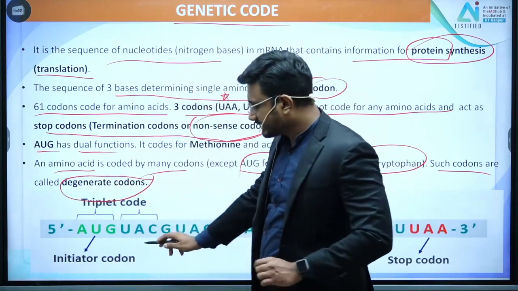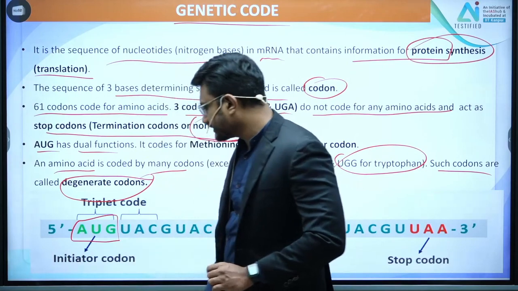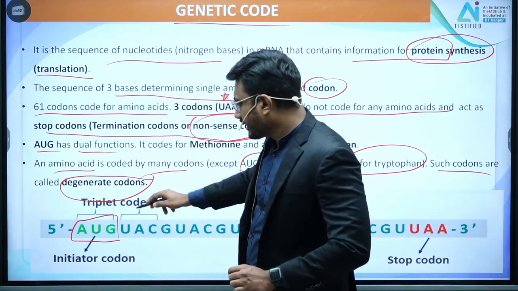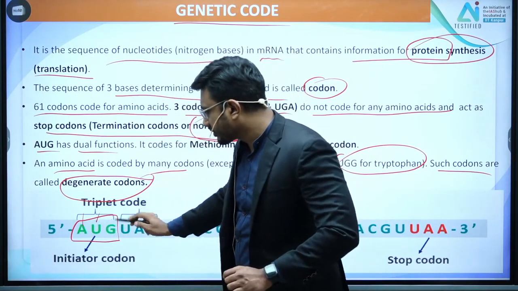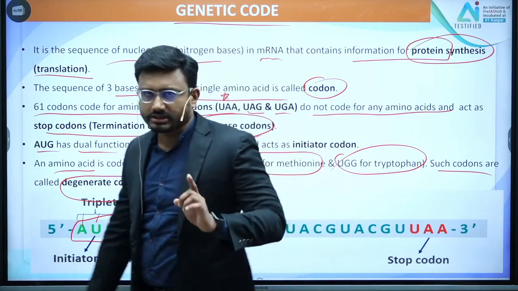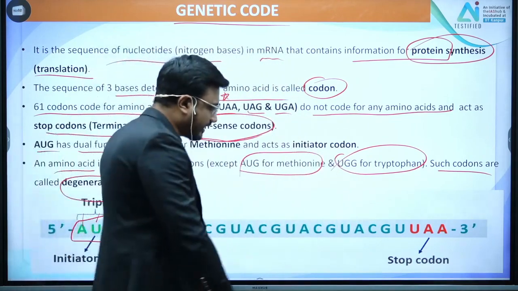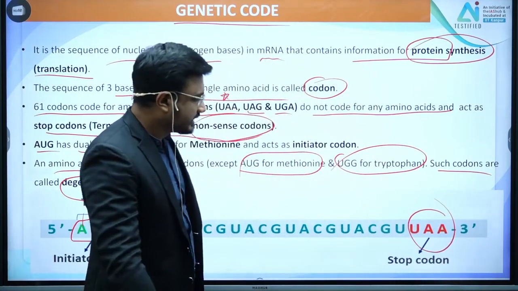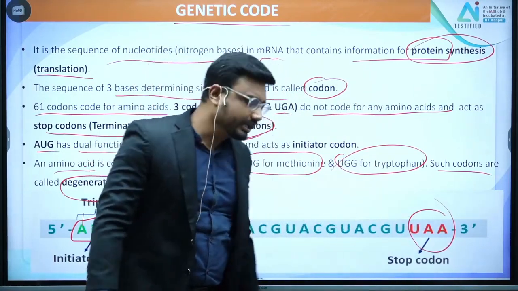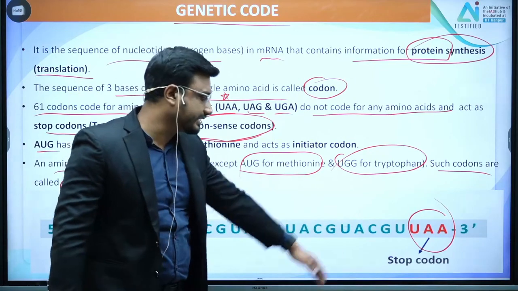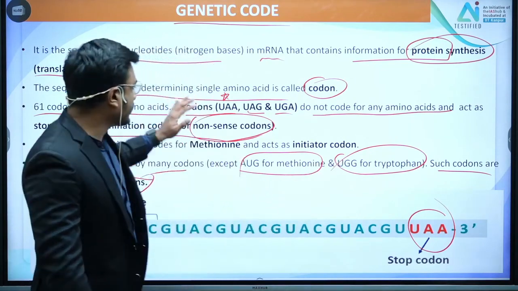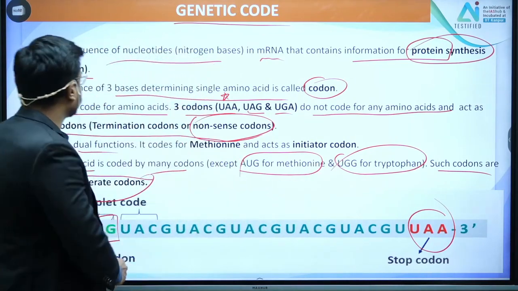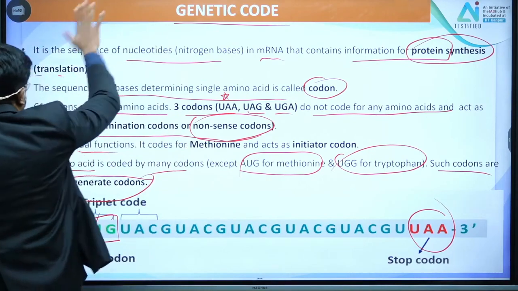Here we can see that the AUG is acting as an initiator codon, and the triplet of nitrogenous bases together makes a single codon. And here we have the stop codon that is responsible for the termination process. Here UAA is present, acting as the stop codon or the nonsense codon. Now let us move ahead to the next concept.